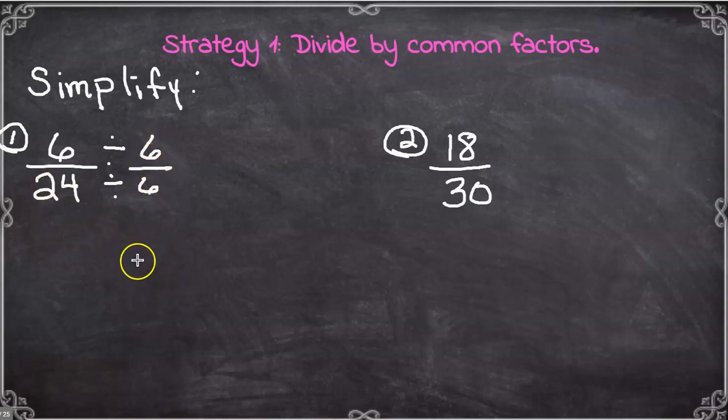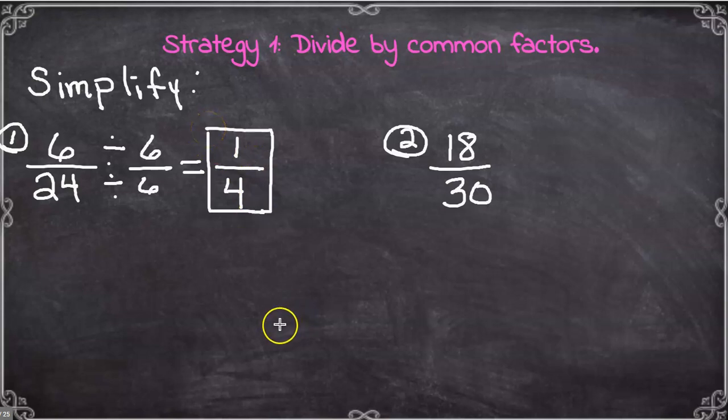So I'm not changing the value of the fraction at all, but I am writing it in what we call simplest form, or some people say lowest terms. So I divide the numerator and the denominator by 6, the greatest common factor of 6 and 24. 6 divided by 6 is 1, and 24 divided by 6 is 4. When the greatest common factor of my numerator and denominator is 1, then I know I'm finished. So 1 and 4 have a greatest common factor of 1.